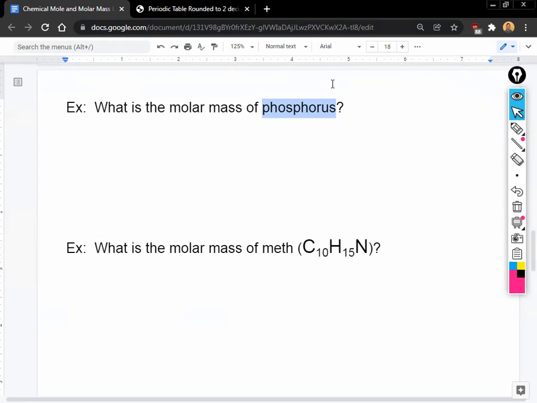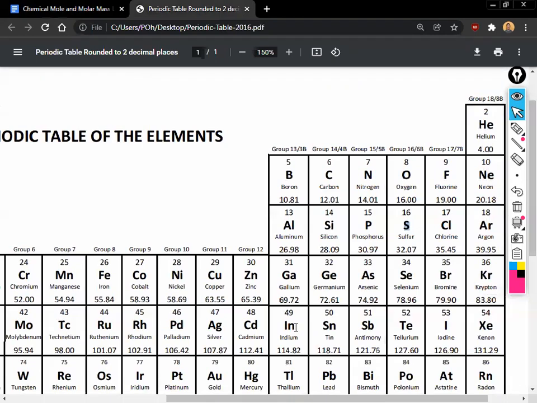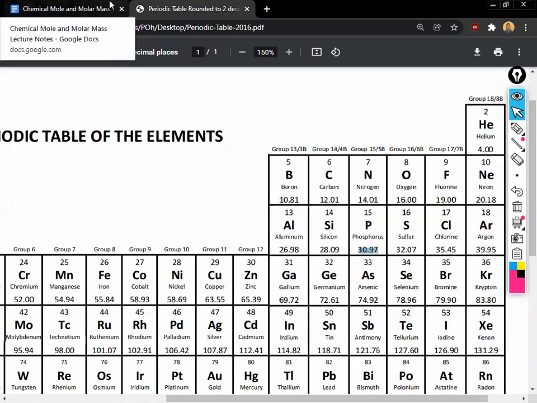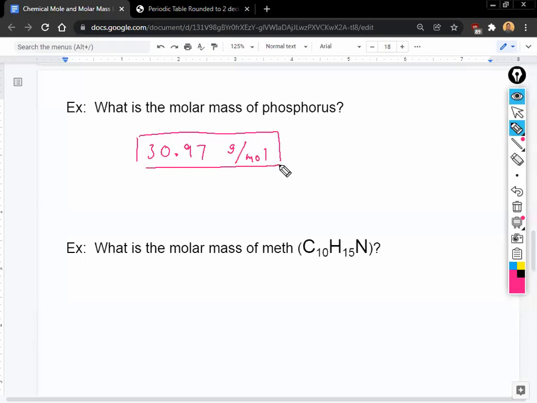All right, guys, let's reconvene and go over it together. If you take a look at the periodic table, you're going to find phosphorus right here. Phosphorus is P. And what's the molar mass of phosphorus? 30.97. It's a solid at room temperature. So we're going to write 30.97. And what are the units of measurement? Yeah, grams per mole. So you would have to write this for the molar mass of phosphorus. Pretty simple, right? That's it.